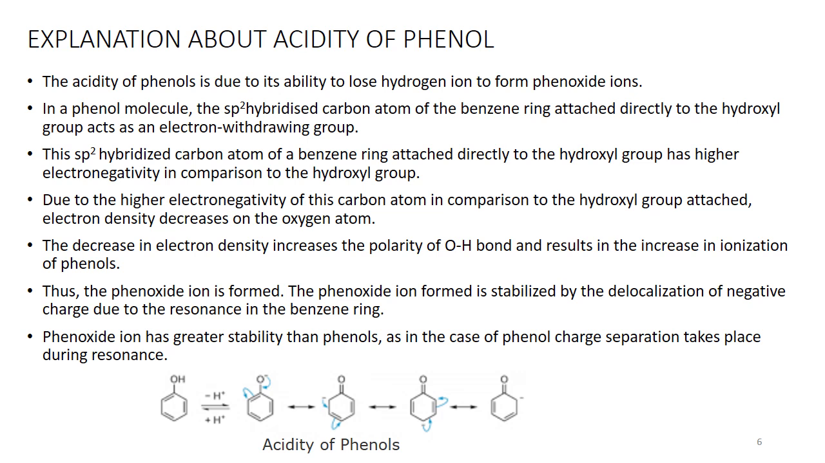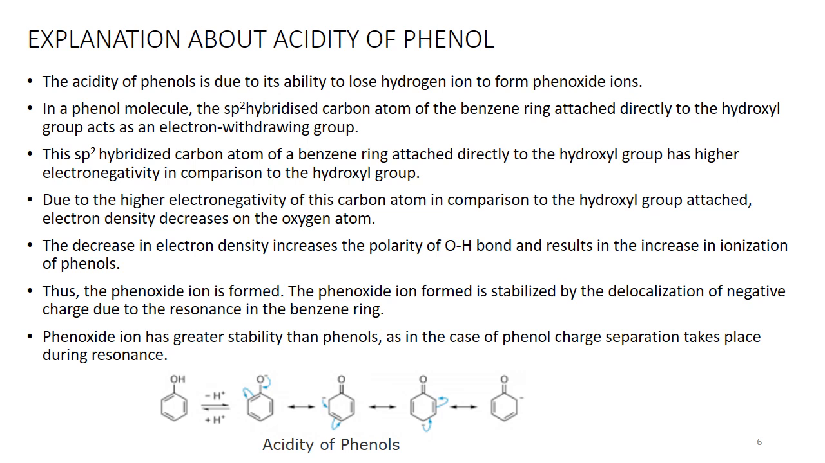As a result, the sp2 hybridized carbon atom of the benzene ring has higher electronegativity, and this leads to a decrease in electron density on the oxygen atom, because the electrons present on the oxygen atom of the hydroxyl group are pulled more towards the carbon atom, since the carbon atom is sp2 hybridized. So the decrease in electron density increases the polarity of the OH bond. That means from the OH bond, the hydrogen can easily come out as H plus, leaving behind the electrons.